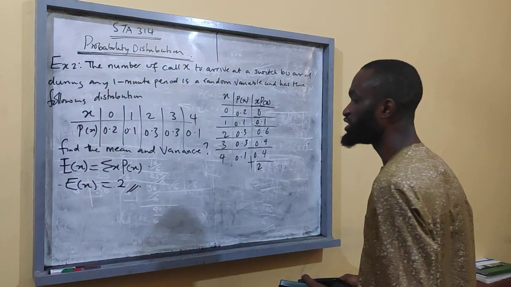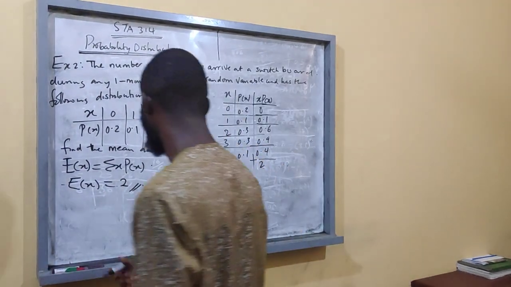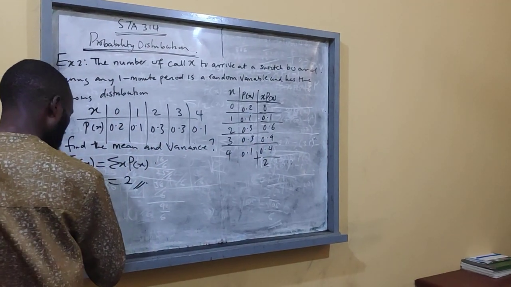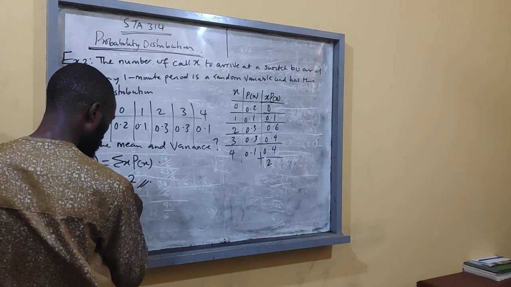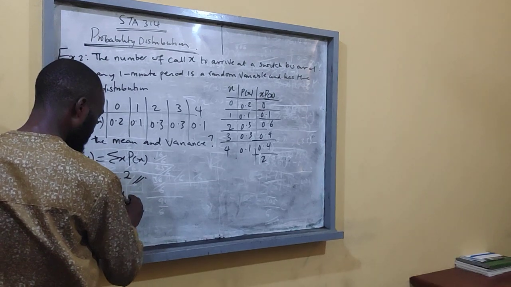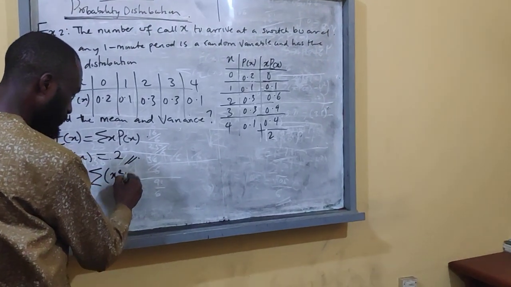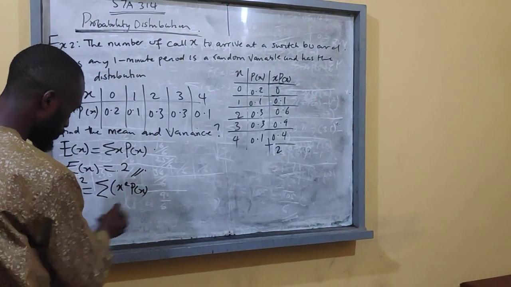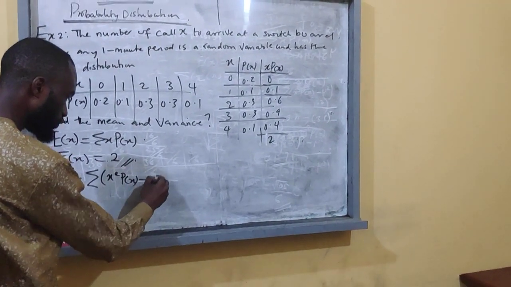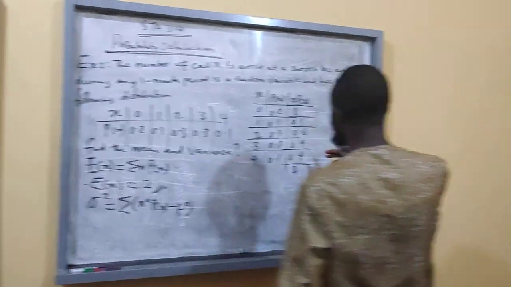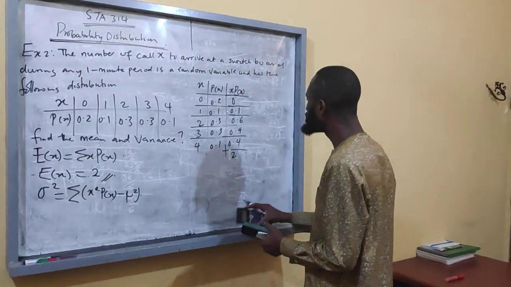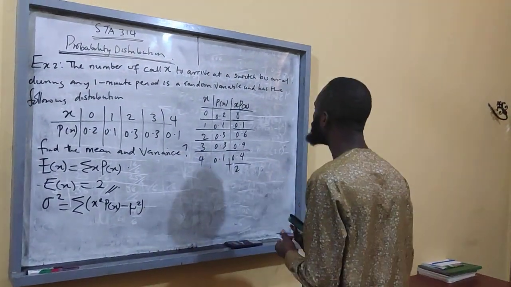Now the second one is they ask us to get the variance of x. And the variance is sigma squared equals the summation of x squared times p of x. You can use the first one, but I love this formula. That is why I'm using this. You can use the one where you subtract the mean from each x. Now from here, I need to find x squared.